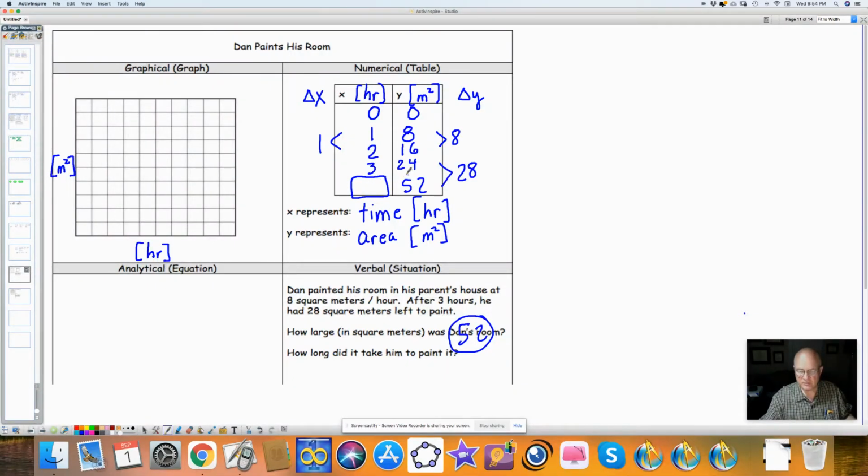At 5, it's going to be 40. At 6, it's going to be 48. At 7, it's going to be 56. Wait a minute, that's too many. So you're going to come up with 6.5. But we'll talk about that in a minute.